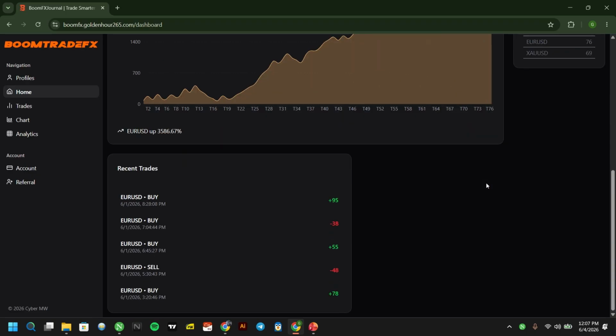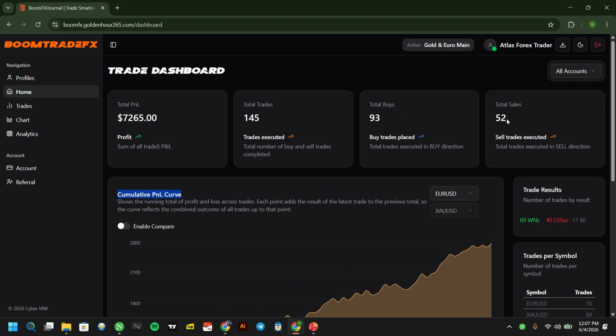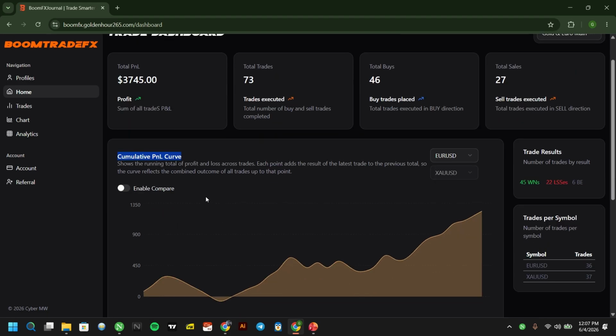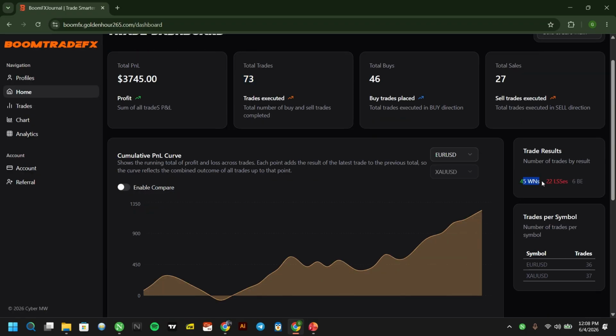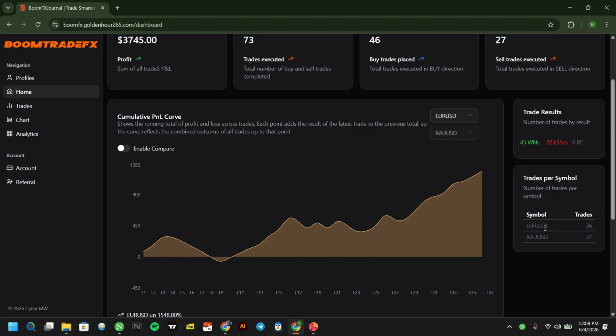If we scroll down further, we see that we have a tab for recent trades. These are just the past trades that I've entered in the system. Let's try to change our account to gold and euro main, and we see that with gold and euro main, this is the total P&L. It has a total trades of 73, and 45 trades are wins and 22 trades are losses. In the same way, it has 36 trades on Euro USD and 37 trades on XAU USD.